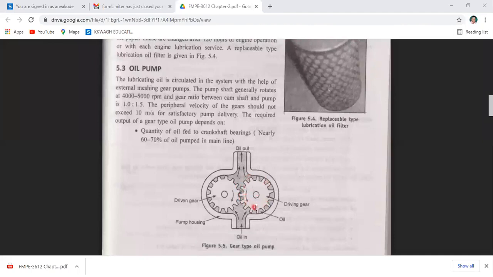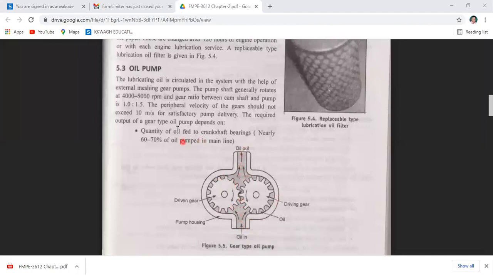Suppose you look at this arrow. This driving gear rotates in anti-clockwise direction. So the driven gear rotates in clockwise direction. Okay, as the oil is sucked from this section, it can be distributed like this, and it goes through the outputs. So in this way, the oil from the oil pan is transferred to the upper galleries through these gear pumps.